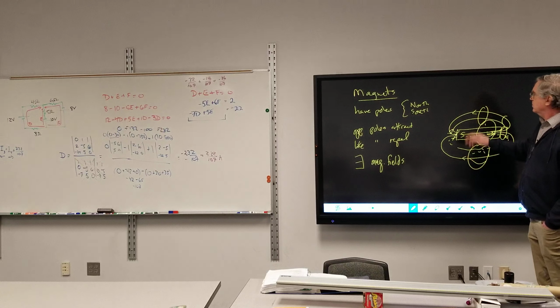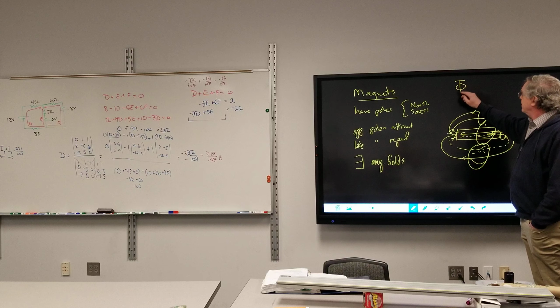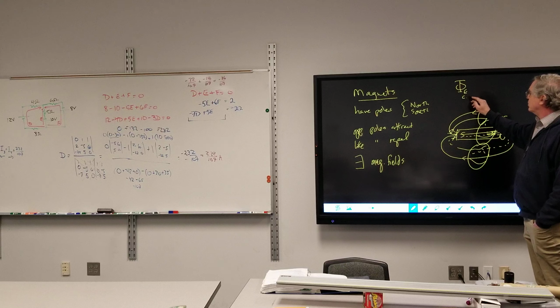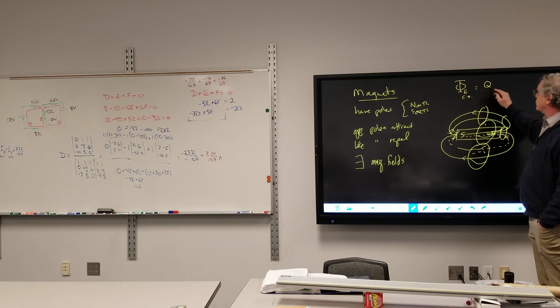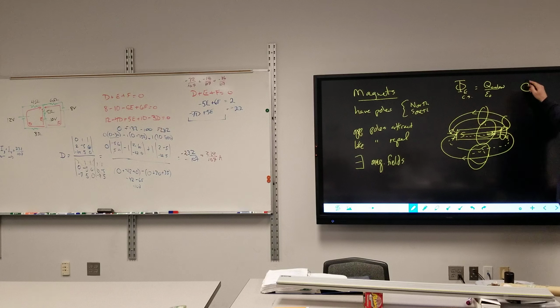So, whereas the electric flux through a closed surface is equal to the total charge enclosed divided by epsilon sub 0, the magnetic flux through a closed surface is 0.